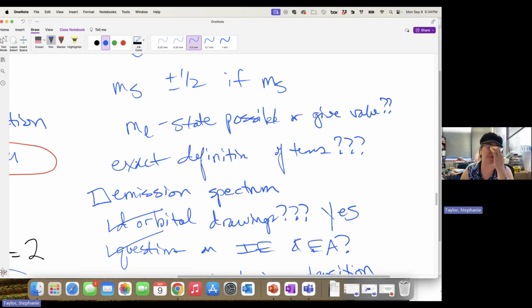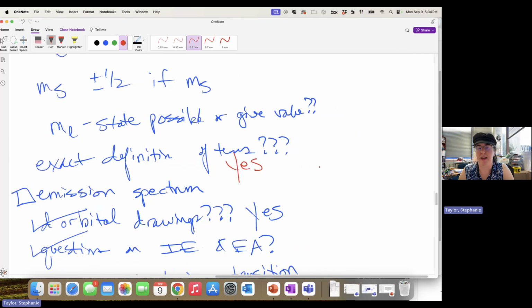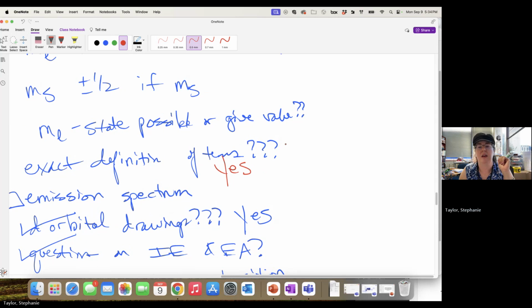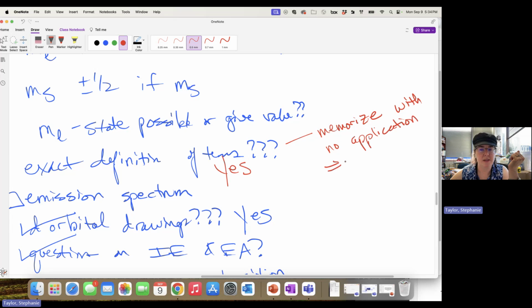Do we need to know exact definitions of terms? So the hard thing is when you say the exact definition of terms, this can mean a couple different things. So to give you a short answer, I'm going to say yes. Now, here's the reason why. When you say knowing an exact definition, sometimes this means memorize with no applications. And that to me is almost useless. Because if you just straight memorize something and you can spit it back out at me in words, but you don't know what they mean, this is not super useful.